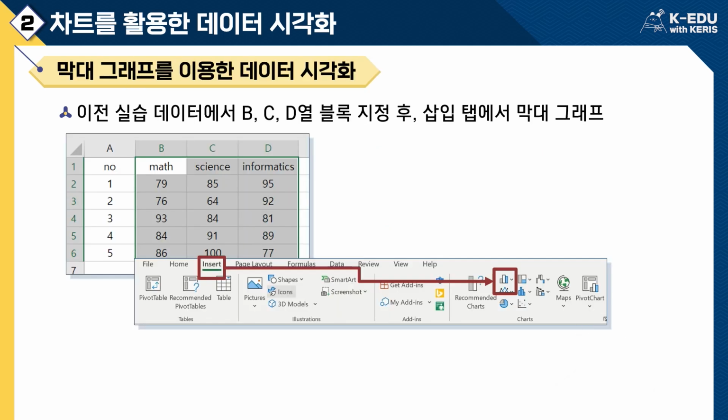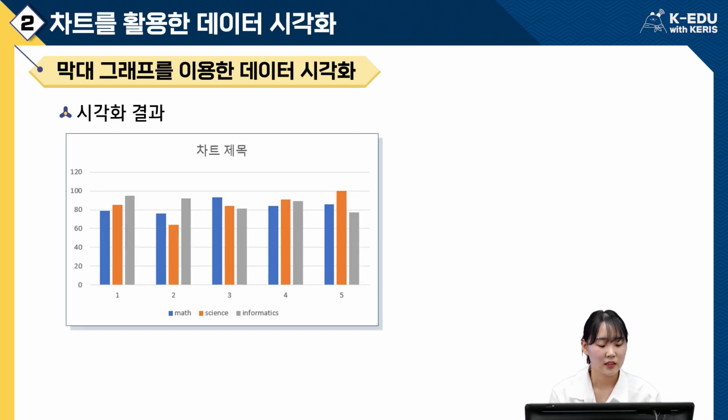First, let's practice with the bar graph. After designating a block of columns B, C, D in the data which we previously practiced, click Bar Graph in the Insert tab. Designation of a block can be easily completed if you drag the mouse from here to here. Now, the result of visualization is like this. We can simply visualize through several clicks.